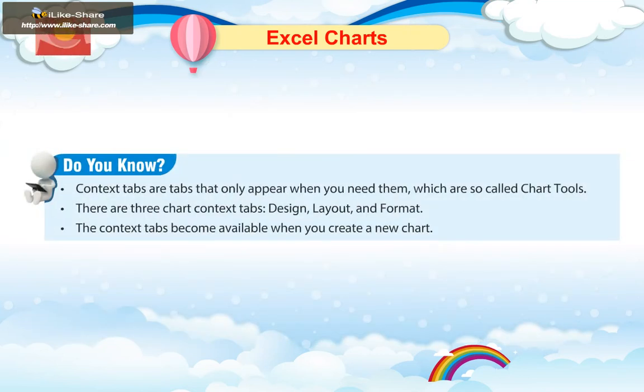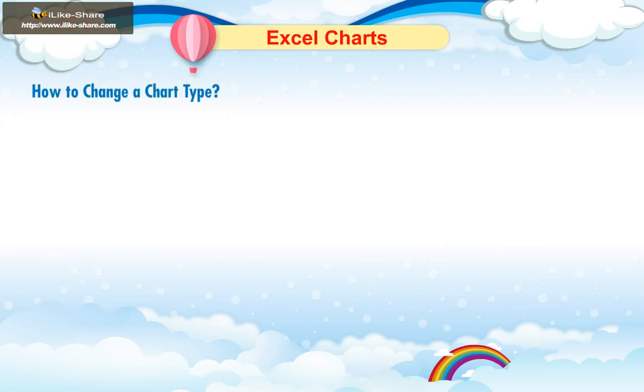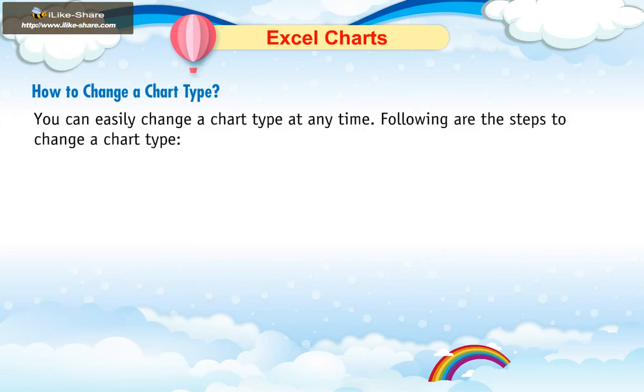Do you know? Context tabs are the tabs that only appear when you need them, which are so-called chart tools. There are three chart context tabs: Design, Layout, and Format. The context tabs become available when you create a new chart. How to change a chart type? You can easily change a chart type at any time. Following are the steps to change a chart type.